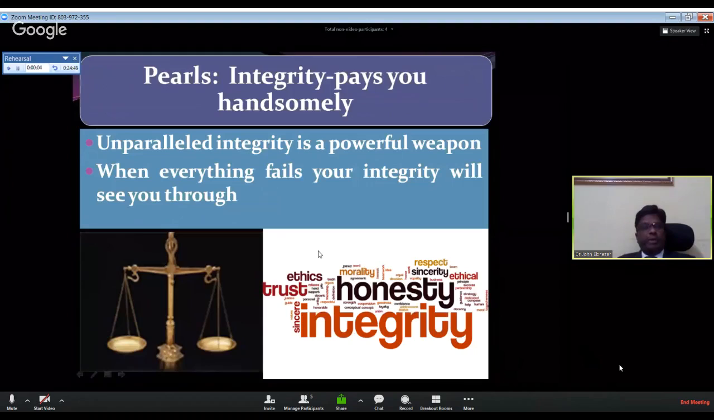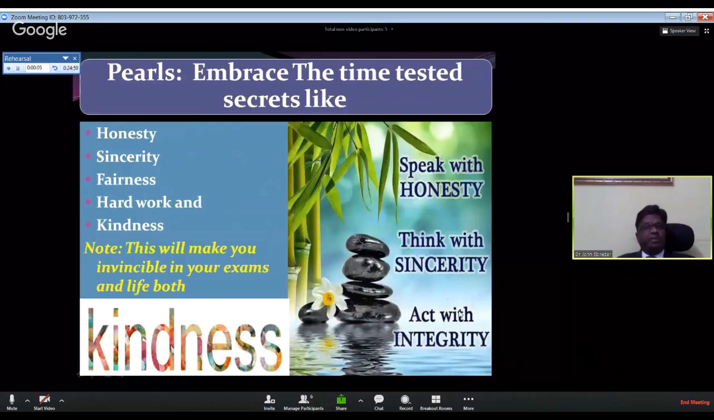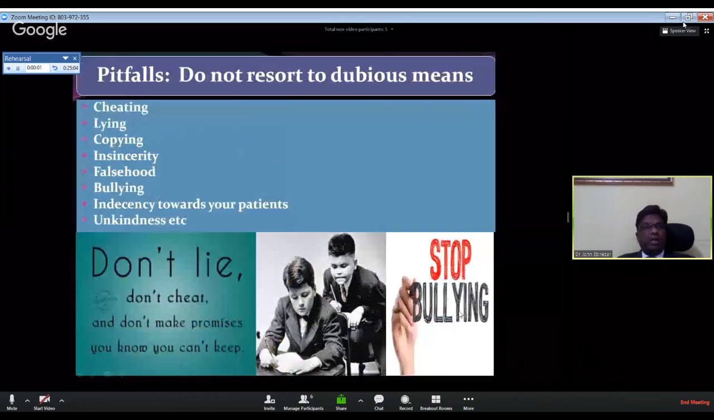Unparalleled integrity is a powerful weapon. When everything fails, your integrity will see you through. Embrace these five steps and secrets: honesty, sincerity, fairness, hard work, and kindness. This will make you invincible in your exams and life. Do not resort to dubious means: cheating, lying, copying, insincerity, falsehood, bullying, indecency, unkindness.